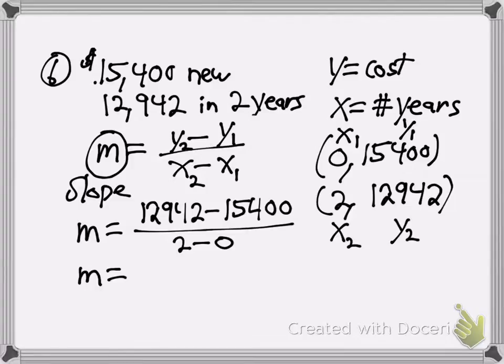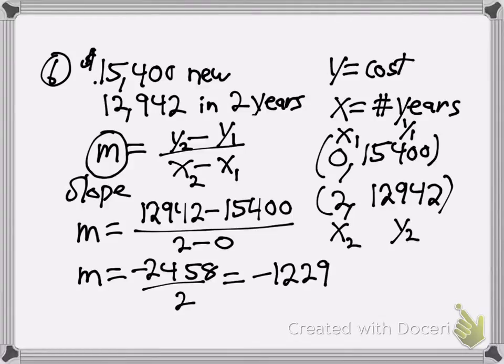Somebody have a calculator? It is, thank you. 2,458 over, and it's negative, huh? Over 2, so that's negative 1229. The pen just won't keep up with me. So that's my slope.